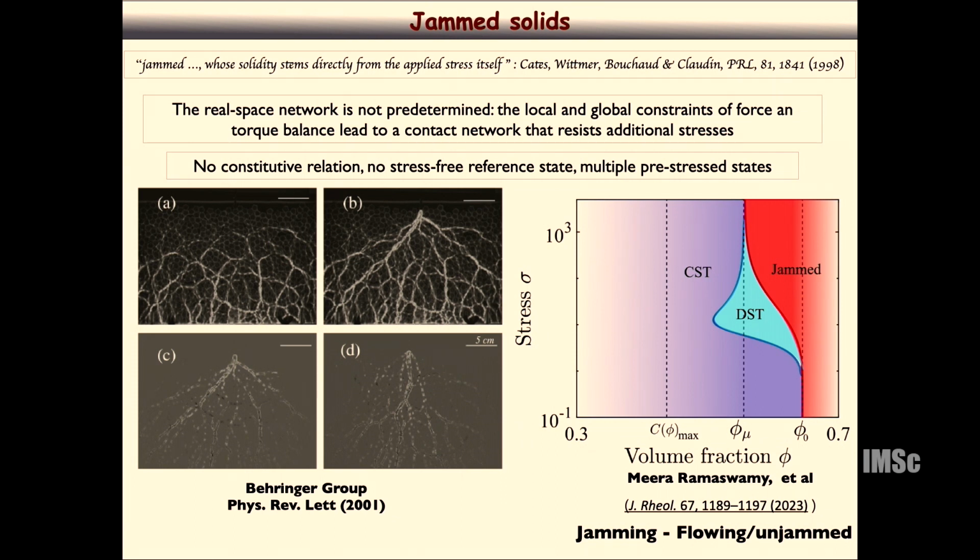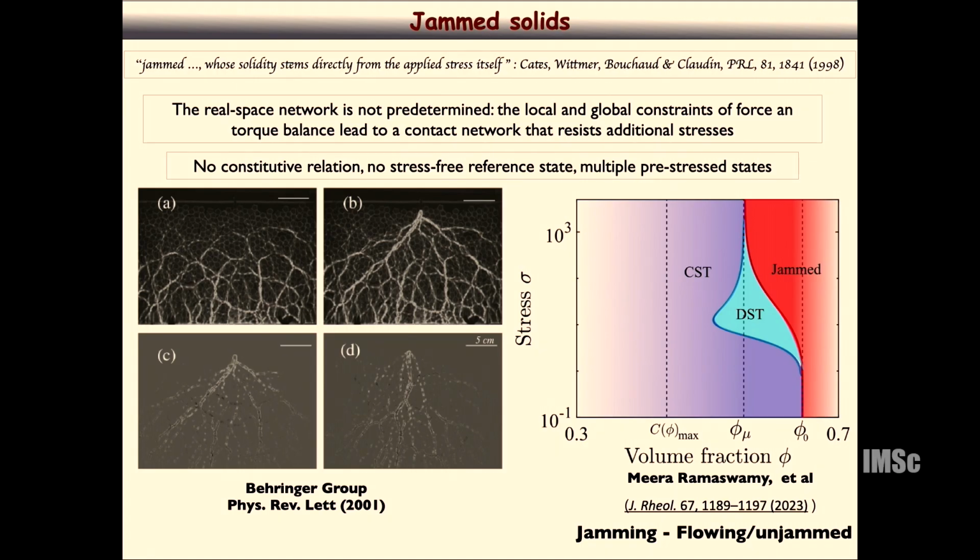And so there is, unlike standard elasticity theory, no constitutive relation between stress and strain because I don't even know how to define strain, and I'll get more into that, because there's no stress-free reference state. So there are multiple pre-stress states that are all equivalent in some way.